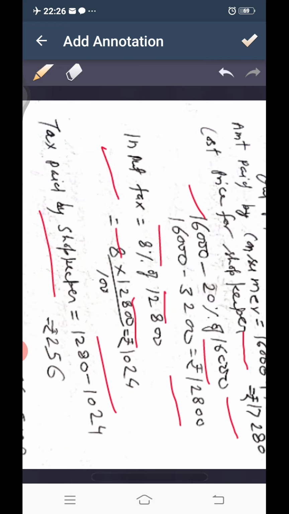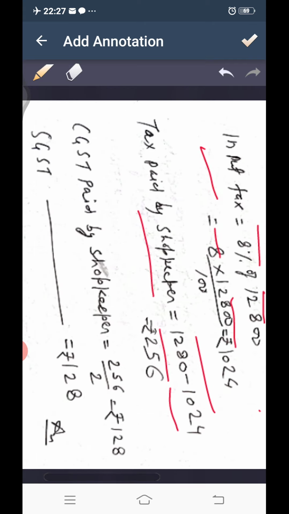Then we found here output tax. That was 1,280. So tax paid by shopkeeper is output tax minus input tax. So 1,280 minus 1,024. So we get rupees 256. So CGST paid by shopkeeper. CGST will be paid half. Total tax paid by shopkeeper is 256. So half of this 256 will be CGST paid by shopkeeper and half will be paid as SGST. So that is 128 rupees.